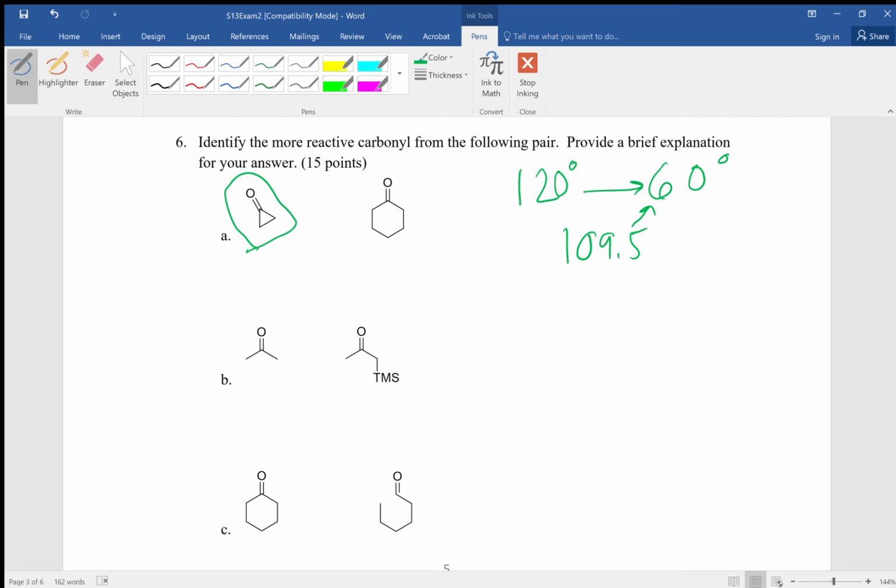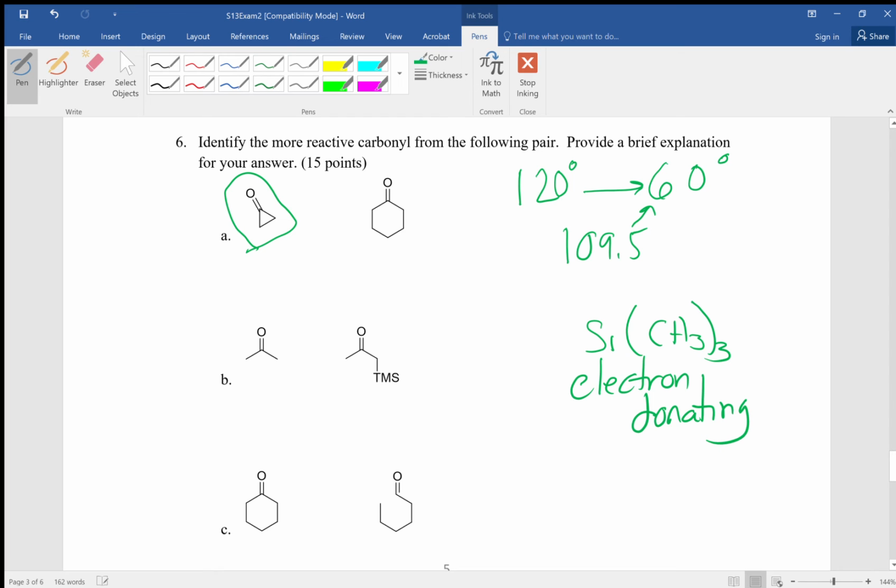In part B, the big difference is we have a TMS group. TMS, recall, is a silicon with 3 methyl groups. This is an electron donating group. Well, electron donating groups in general make carbonyls less reactive, and this case is no exception, so acetone, the molecule on the left, will be more reactive.